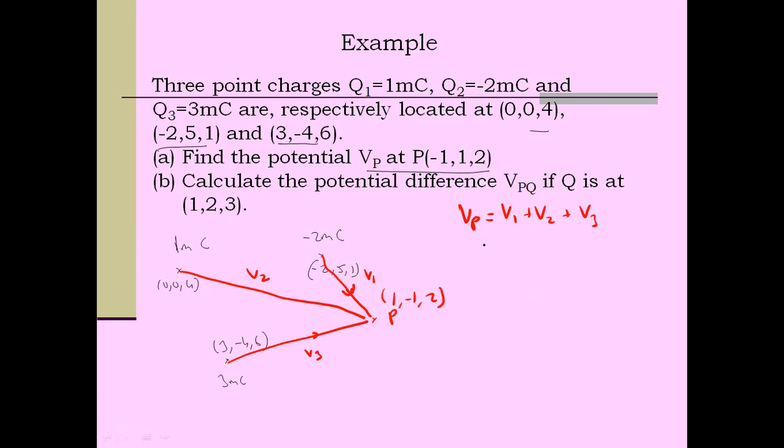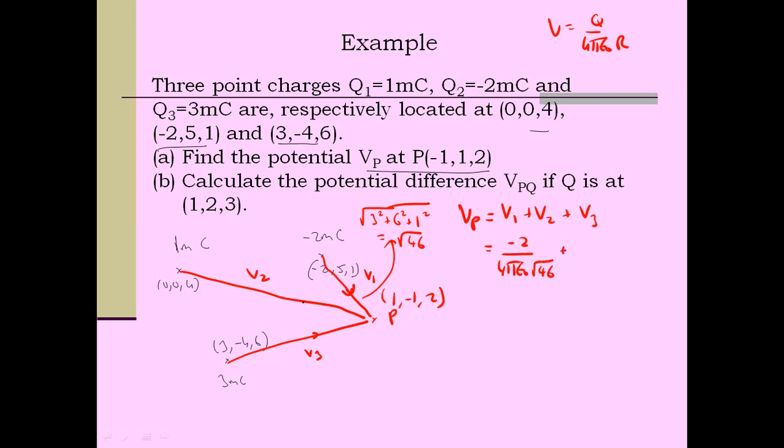We can write that V1, which is due to the negative 2 millicoulomb, from the equation V equals Q over 4 pi epsilon R for a point charge, is negative 2 divided by 4 pi epsilon naught times R. We need to obtain the distance from negative 2 to point P. From the coordinates, the distance is the square root of 3 squared plus 6 squared plus 1 squared, which is the square root of 9 plus 36 plus 1, which is 46. So the distance r will be the square root of 46.